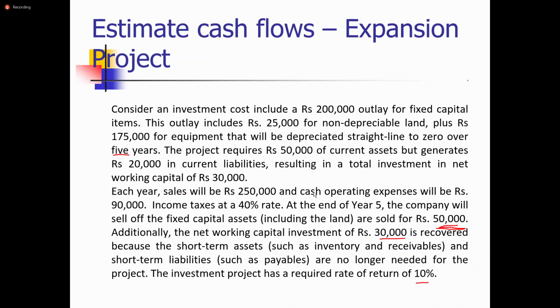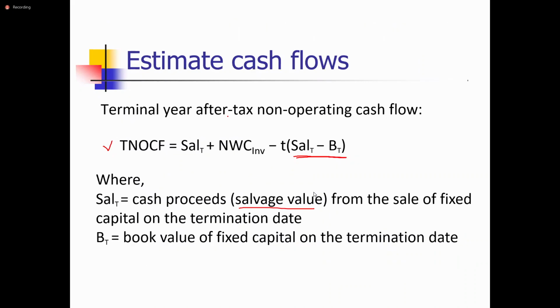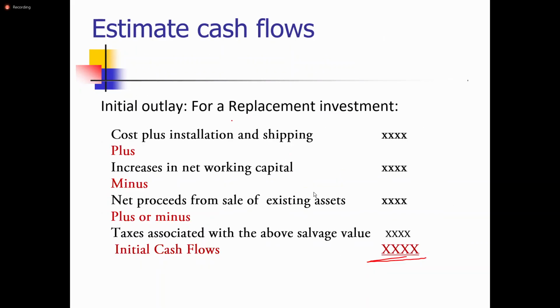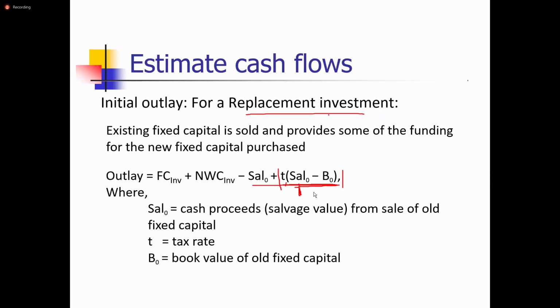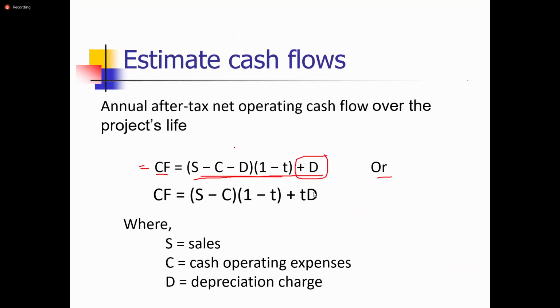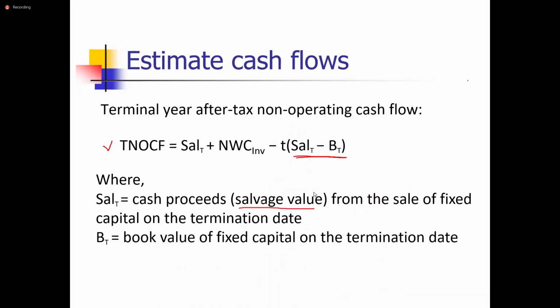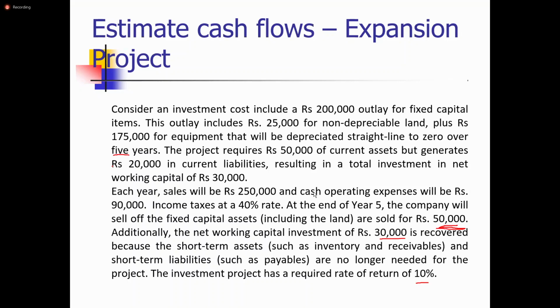This is the example. So now on this example, you have to estimate these three cash flows. Estimate initial cost, annual operating cash flows using this formula, and terminal year cash flow. So then you can understand how to estimate the cash flows. This is a very simple one. So first estimate year 0 cash flow. So this is a project with the 5 years: 0, 1, 2, 3, 4, 5.